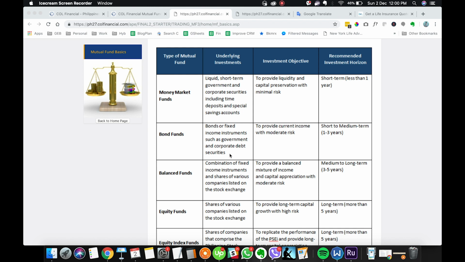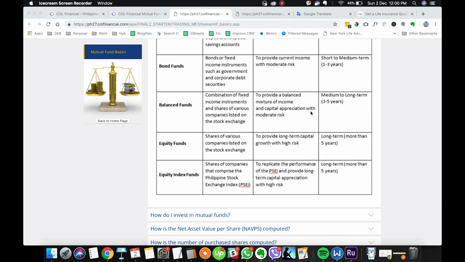When you say conservative, again, not too big losses, not too big gains, but still you just want your money to have that little exposure to growth. All right? So balanced funds naman, medium to long term, 3 to 5 years. This is ideal if you want to grow just a little bit your money for a down payment of the house, a car, etc.